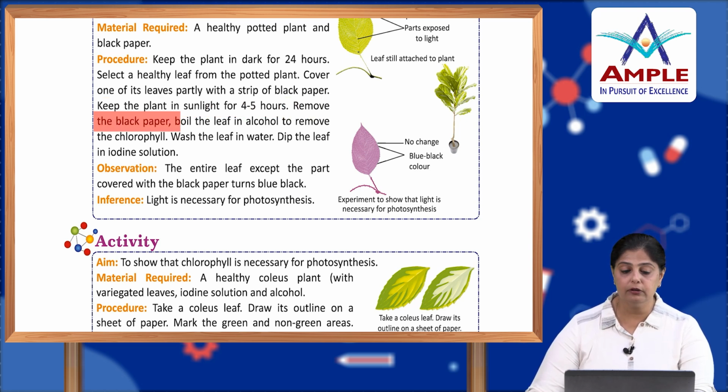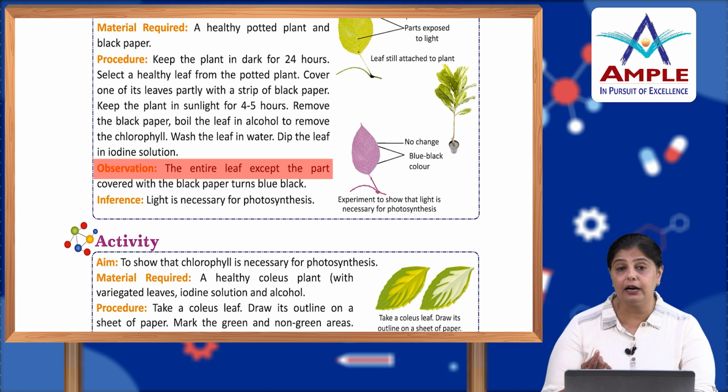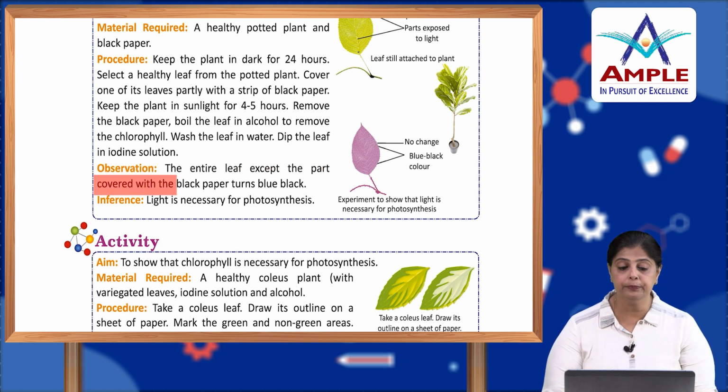Remove the black paper, boil the leaf in alcohol to remove the chlorophyll. Wash the leaf in water. Dip the leaf in iodine solution. What will you observe? You will observe that the entire leaf, except the part that you've covered with the black paper, turns blue-black. Only that part turns blue-black and the rest remains green. Now, what does this tell us? It tells us that light is necessary for photosynthesis.